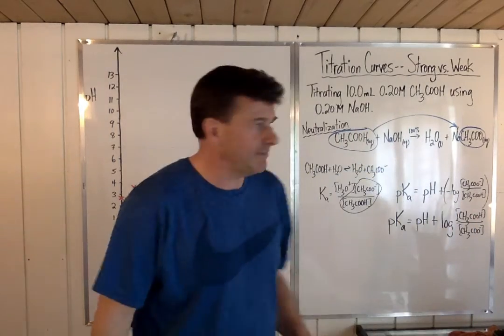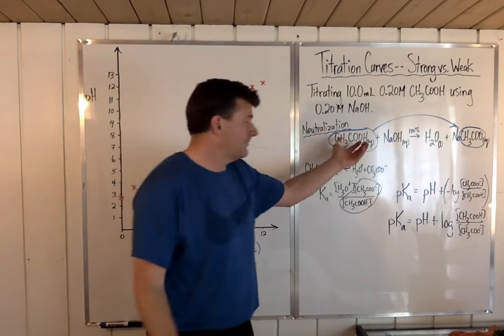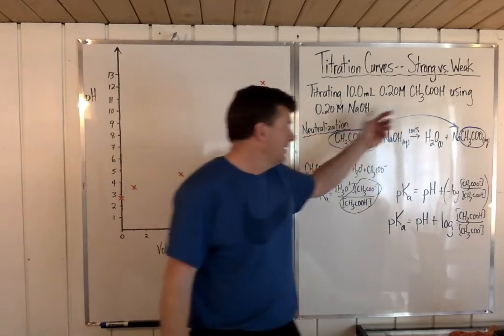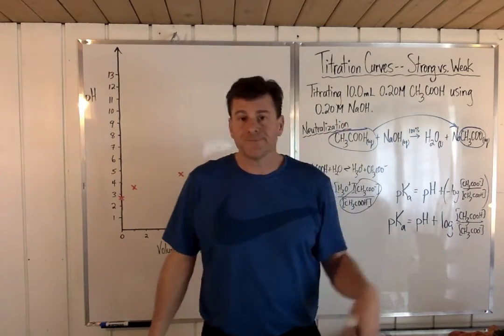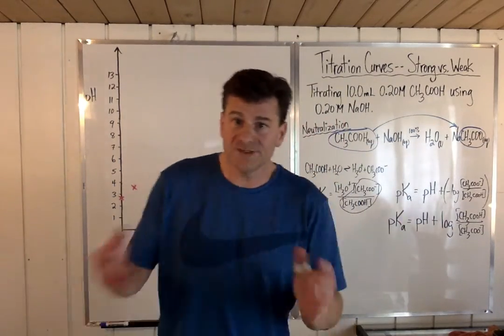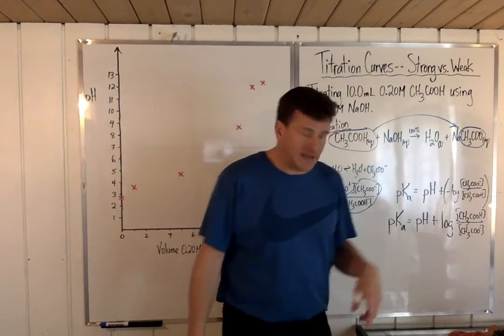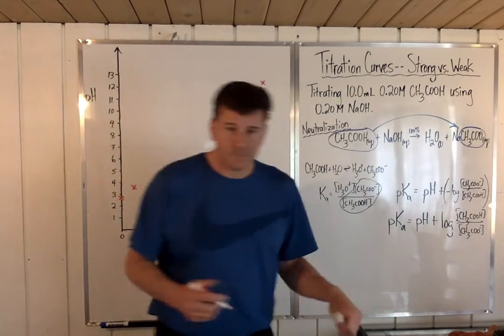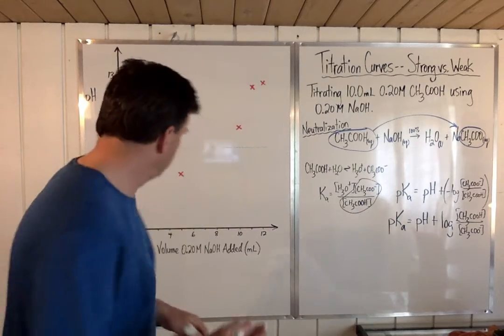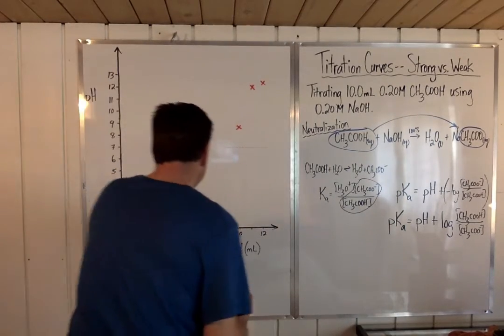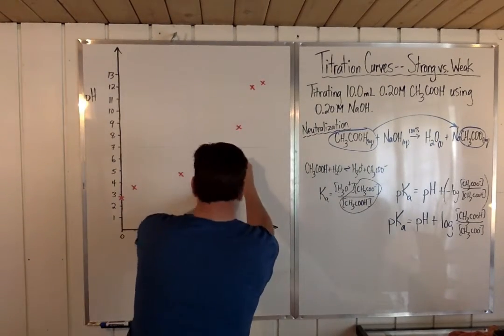I did the exact same thing. I calculated how much of this is remaining, how much of this has been produced. And when you plug those numbers into the Henderson-Hasselbalch equation, you get 5.69. At 9 mils, it's 5.69.